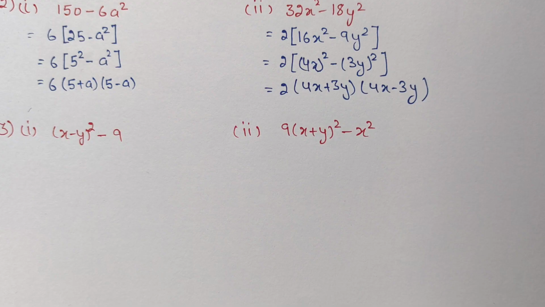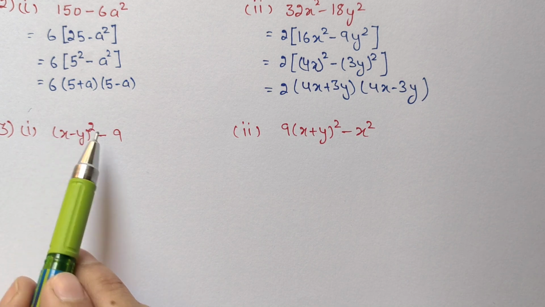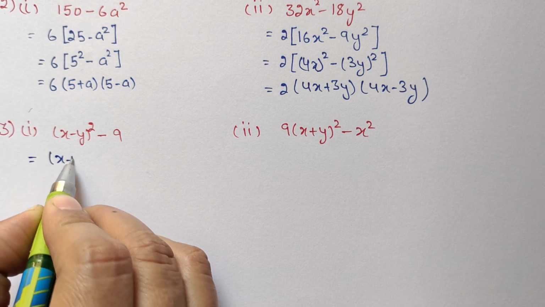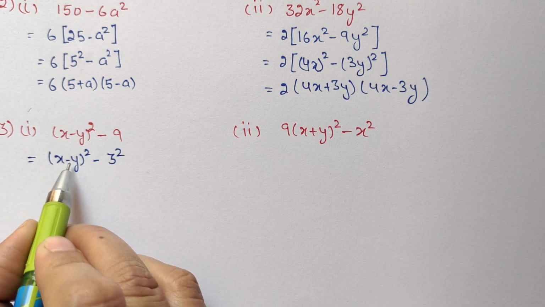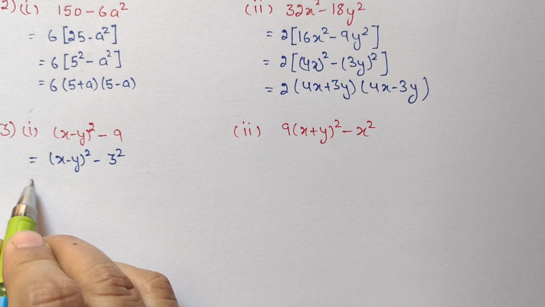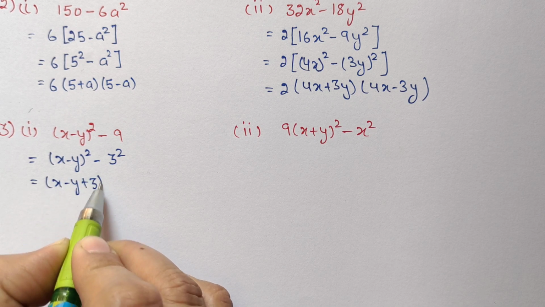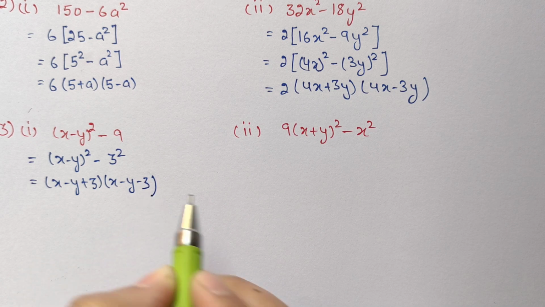Next, third question, first part: (x minus y) whole square minus 9. So this first term is already in the square form. This 9 now we will write in the square form. We can write it as 3 square. Now you can see a square minus b square. Use the identity: a plus b, (x minus y plus 3), and a minus b, (x minus y minus 3).